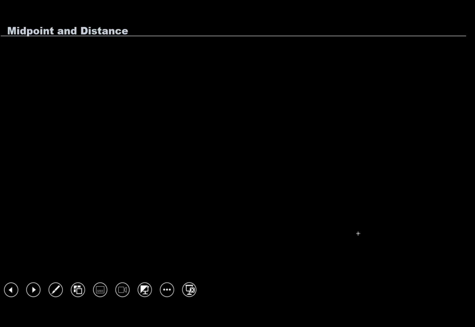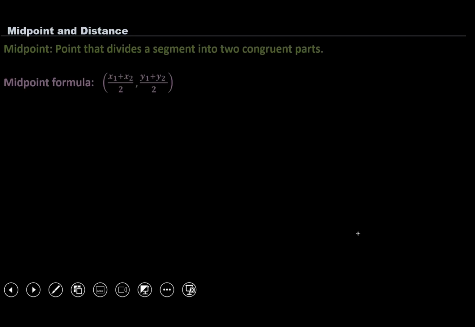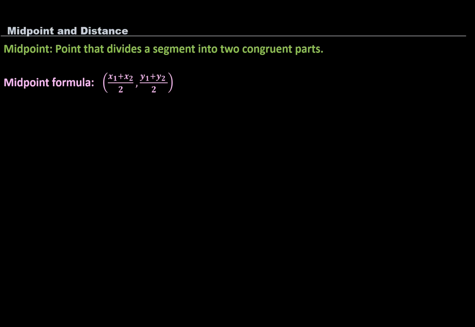So the first thing we want to get into is midpoint itself. Midpoint is a point that divides a segment perfectly into two congruent parts. The formula for midpoint is x1 plus x2 divided by 2. So you take the average of the x's, and that's the x value of your midpoint. Y1 plus y2 divided by 2. So you take the averages of the y's, and that gives you the y value of your midpoint.